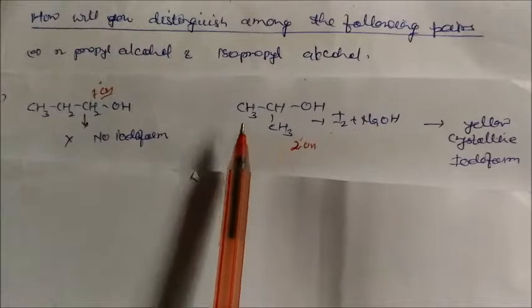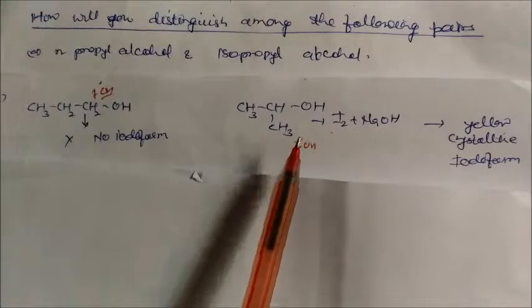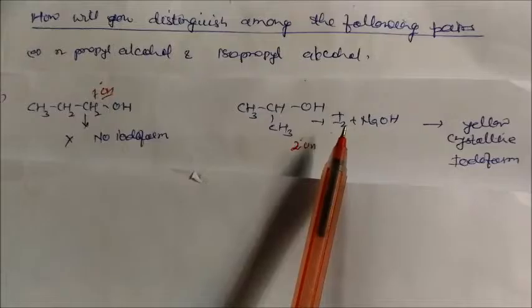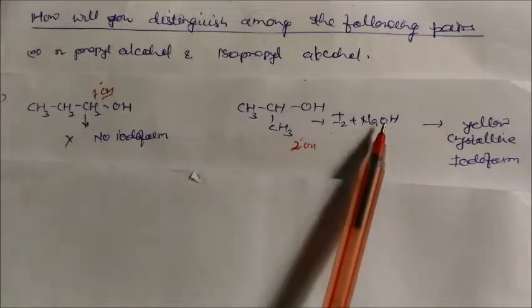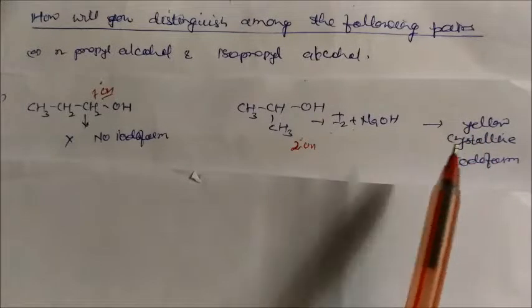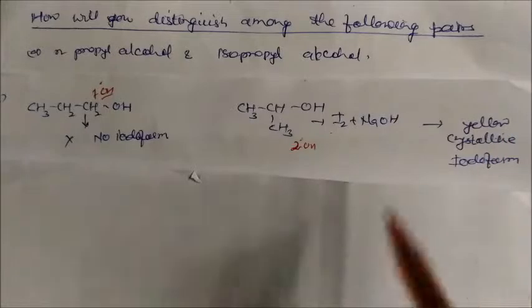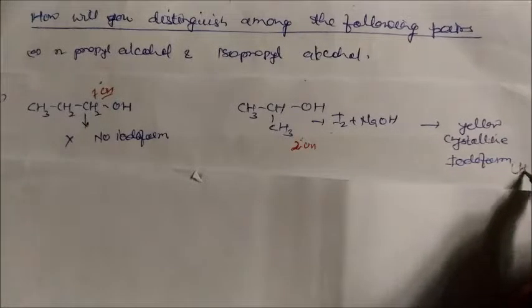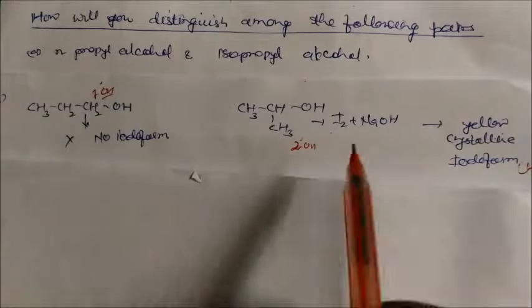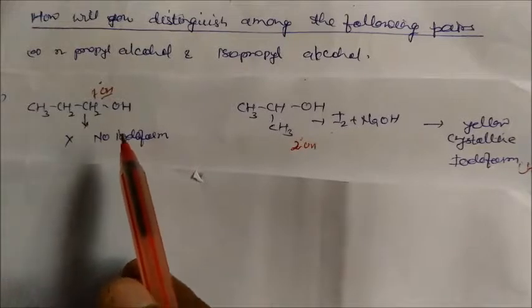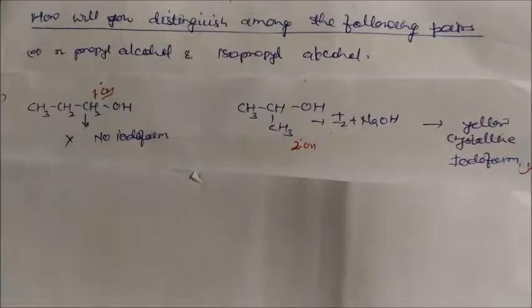So the secondary alcohol, it is CH3CHOHCH3. So this will give you the iodoform test, meaning this can react with I2 plus NaOH, and they will give you yellow crystalline iodoform, CHI3. So CHI3 is the yellow crystalline iodoform. Primary alcohol will not give it. In this way we can distinguish.